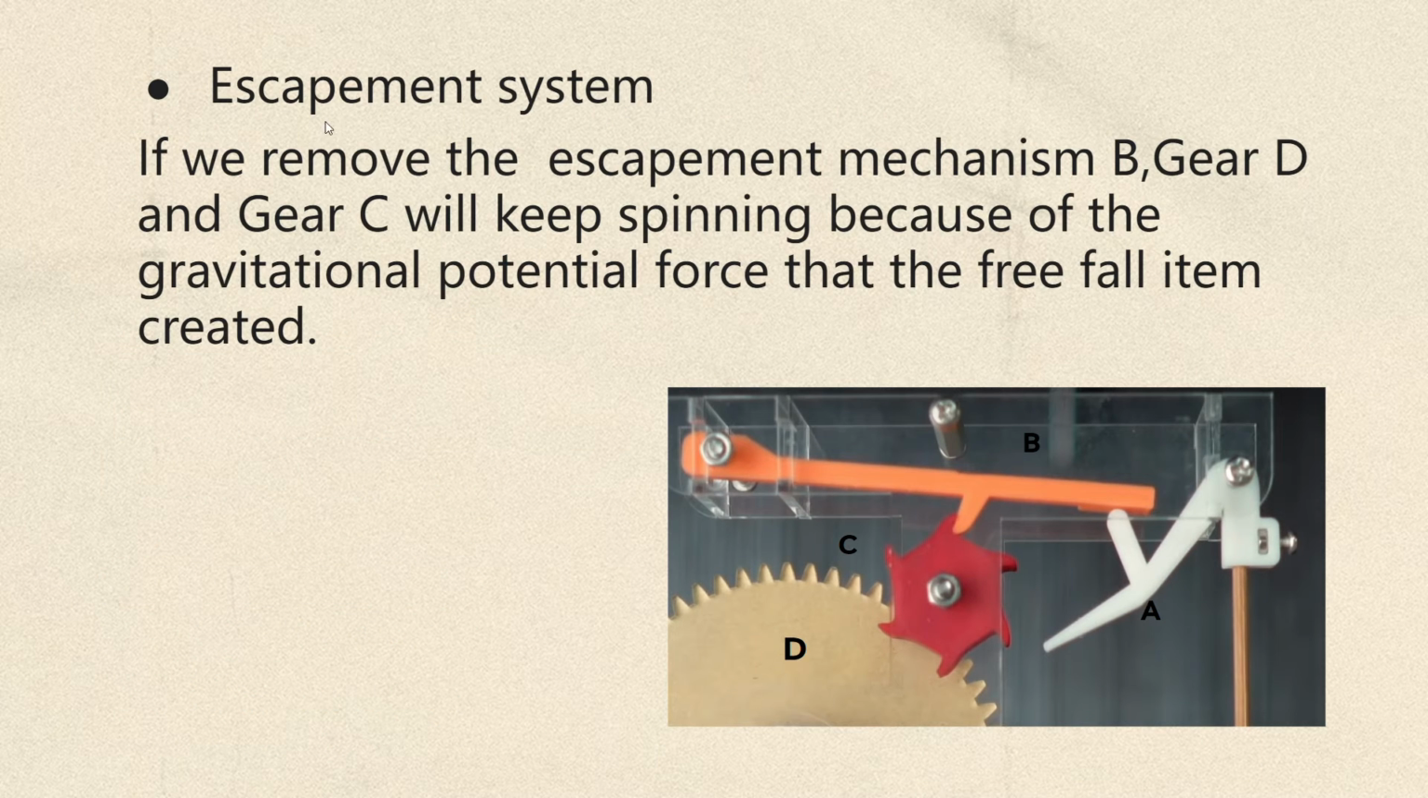For the escapement system, the escapement device will stabilize the whole system. If we remove the escapement device B, gear D and gear C will keep spinning because of the gravitational potential force that the free force item creates.